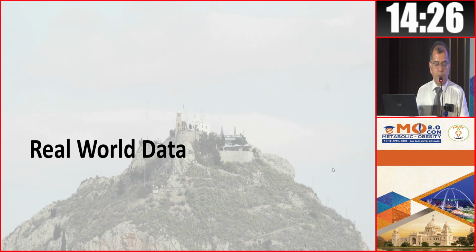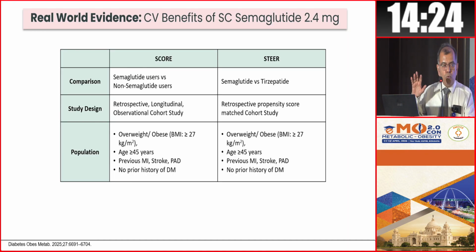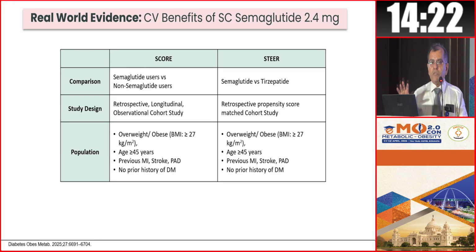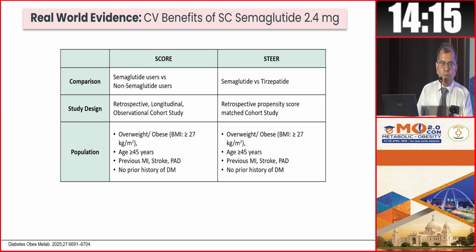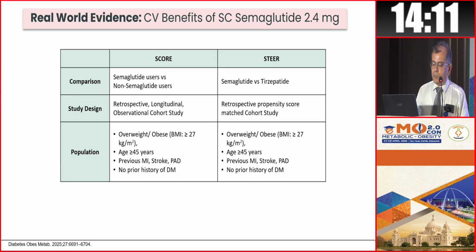What about real-world data? I'm going to show you here 2 real-world studies, which I think all of us should know. One is the SCORE study, and the other one is the STEER study. So the SCORE study was basically a comparison between semaglutide users versus non-semaglutide users.